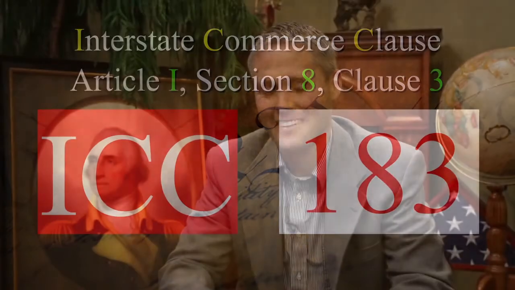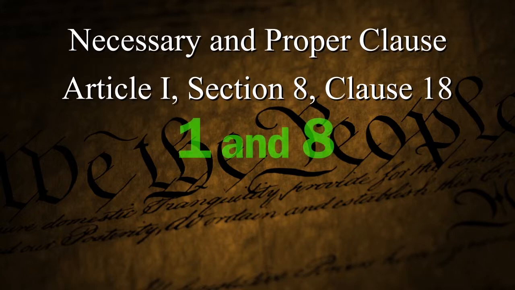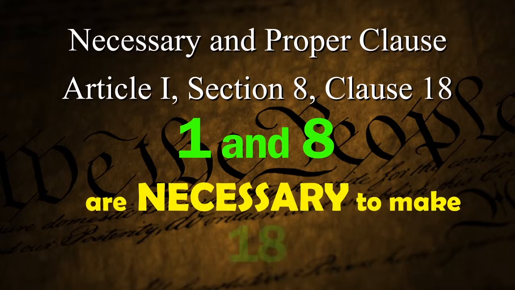Got it? Good. Now, the 4th one is the Necessary and Proper Clause, which is found in Article 1, Section 8, Clause 18. It kind of popped out at me. This idea, 1 and 8 are necessary to make 18, right? Is that true? 1 and 8 are necessary to make 18. Now, why would I use 1 and 8? It's Article 1, Section 8, right? Why would I use the word necessary? Because it's the necessary and proper clause. And then 18 is the clause. So 1 and 8 are necessary to make 18. That's how you remember Article 1, Section 8, Clause 18, necessary and proper.